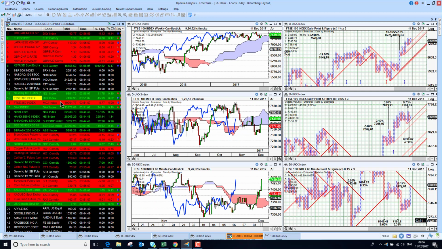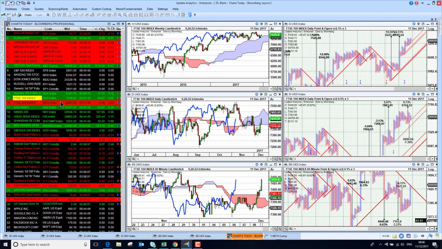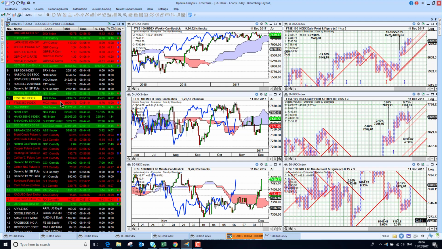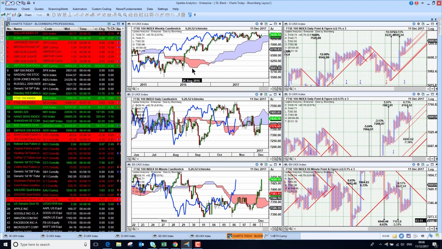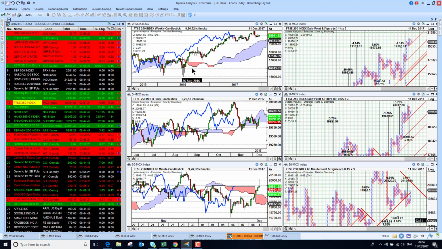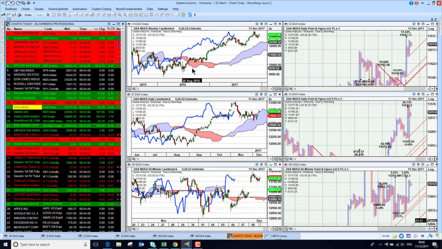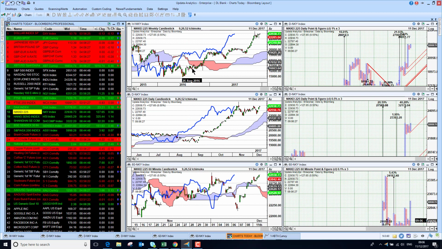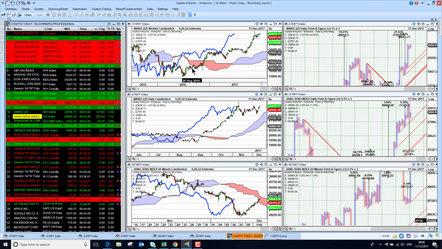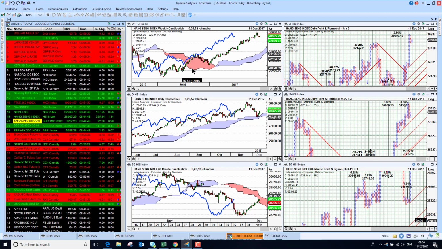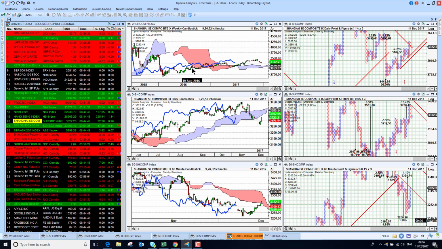FTSE 100 recovering quite strongly, weaker pound helping there, so we are back above the cloud on the short term, but really in 2017 we've been in the doldrums and the FTSE hasn't gone anywhere. And the same is true really of the FTSE 250, which has barely moved in the year. The DAX looking stronger this morning, back above the cloud. The Nikkei also looking bullish, back above the cloud. And the Hang Seng recovering but still bearish on the short-term chart. And Shanghai, much the same picture as we might expect.